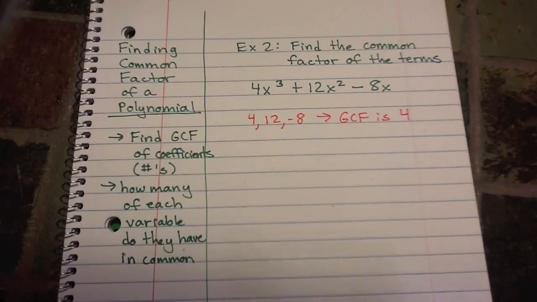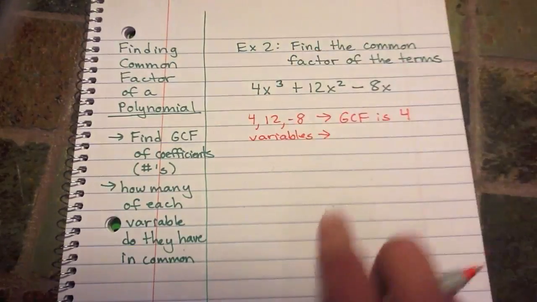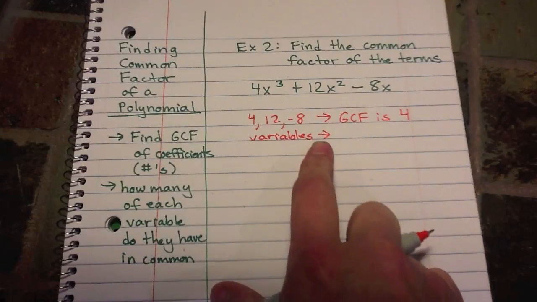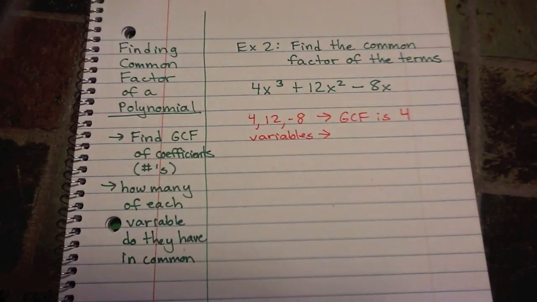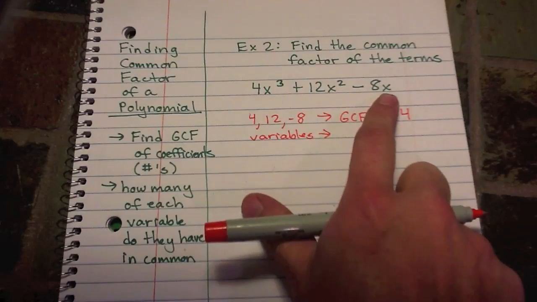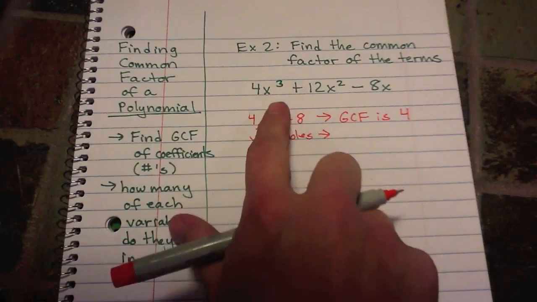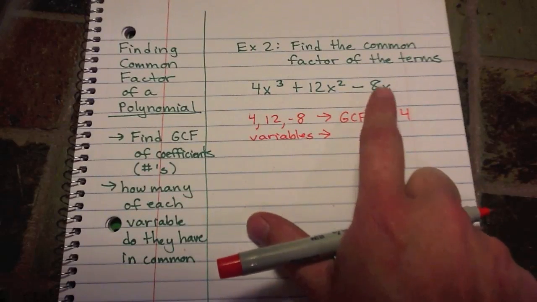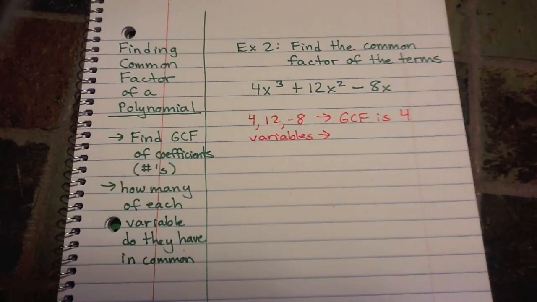Now you're going to look at the variables. There's an x cubed, there's an x squared, and there's an x. Common mistake, people want to say, oh, it's the one with the highest amount, but do they all have 3 x's in common? They don't. This one has 3 x's, this one has 2, this one only has 1. So if I'm talking about division, I can only take 1 x out of each. I can't take 2 x's from here because there aren't 2 x's to take. Can't take 3 because there aren't 3.